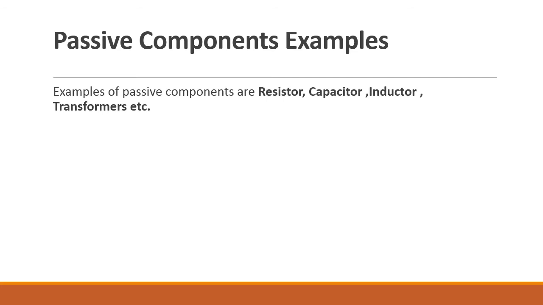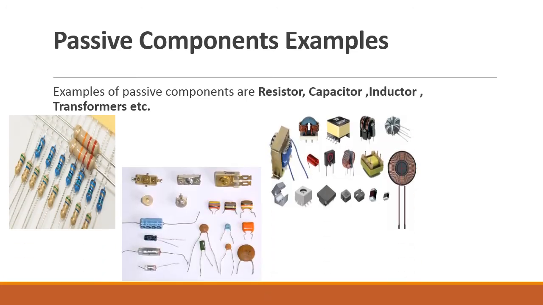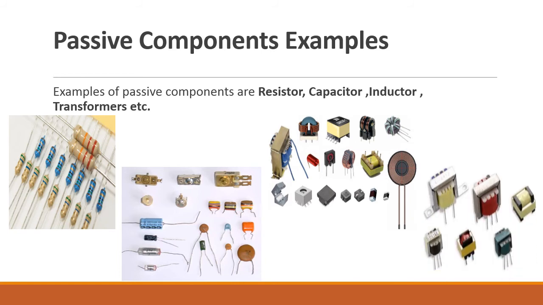The examples of passive components are resistor, capacitor, inductor, transformers, etc. So I will repeat the examples of passive components: resistors, capacitors, inductors, transformers, etc. Now we will go for applications of passive components.